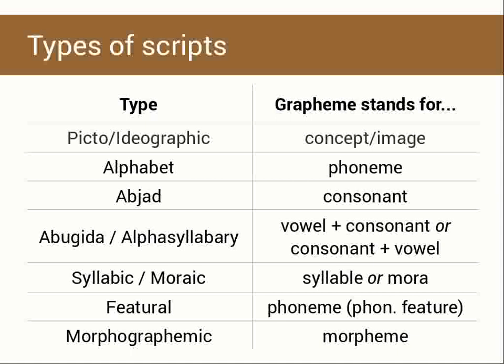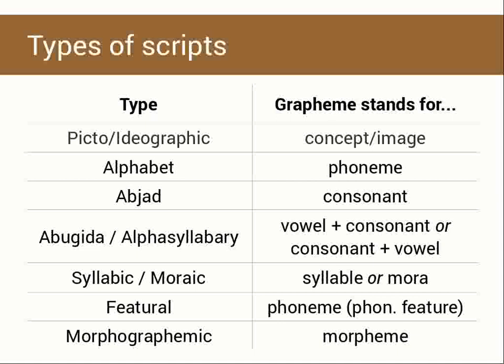Then alphabets, fairly straightforward. One grapheme, one phoneme. Be it a vowel or consonant, each is supposed to be a separate symbol. The Latin alphabet tries to be like this. As we all know, with English and many other languages, that hardly ever happens.